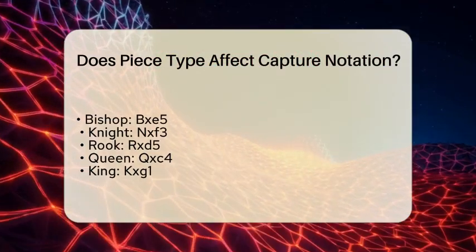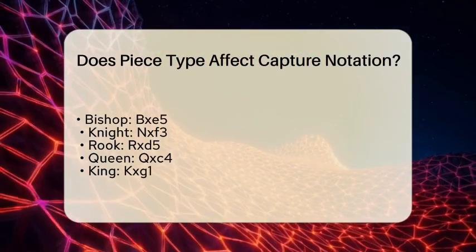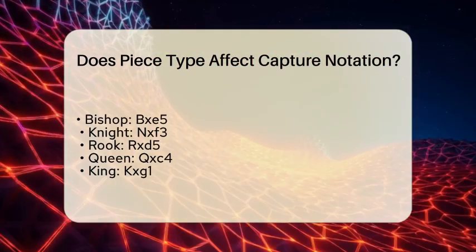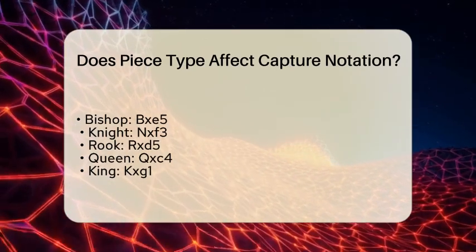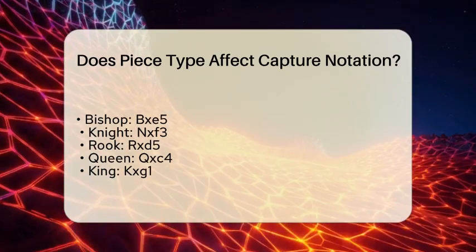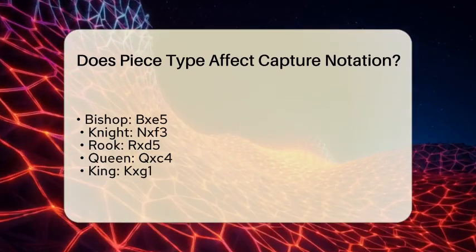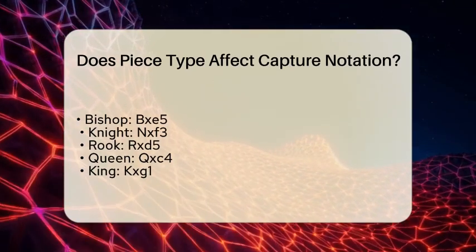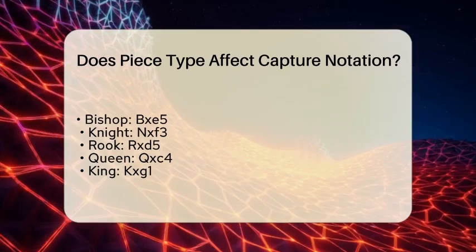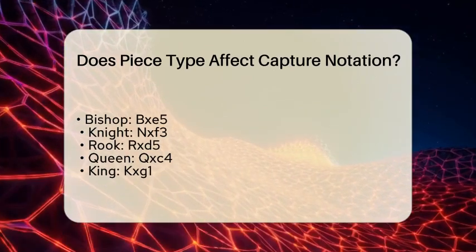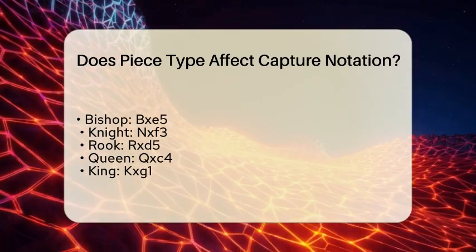This format applies to all major pieces. If a knight captures something on f3, we write nxf3. A rook capturing on d5 is notated as rxd5, while a queen capturing on c4 is qxc4. Even the king has its own notation, like kxg1 when it captures on g1.